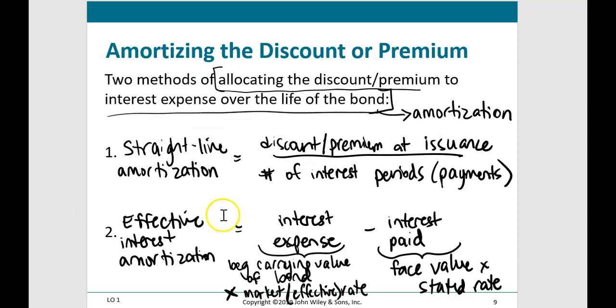Now, one more thing I want to mention about these two different methods. GAAP really prefers the effective interest amortization method, or what we call the effective interest method. It does allow the straight line amortization method, but with the caveat that the straight line method can only be used if the results of the calculation of the straight line amortization are not materially or significantly different from the results if the effective method had been used.